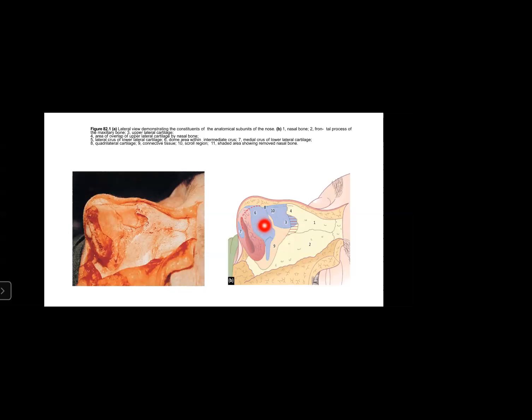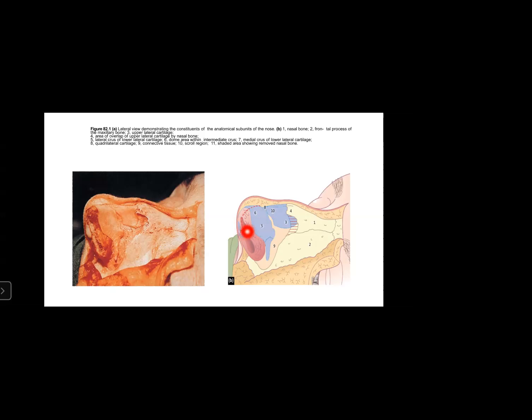As you know, in the lower lateral cartilage the fifth part is the lateral crus, something like a wing. Number 6 is the dome area, within the intermediate crus. Number 7 is the medial crus. So you should imagine that there is a medial crus and there is a lateral crus. 7 is the medial crus and 5 is the lateral crus. You should keep it in mind.